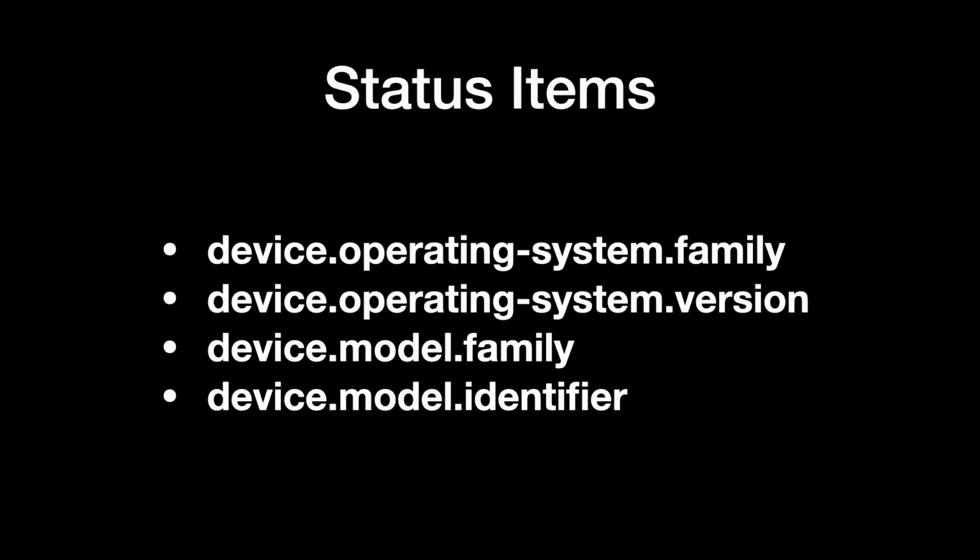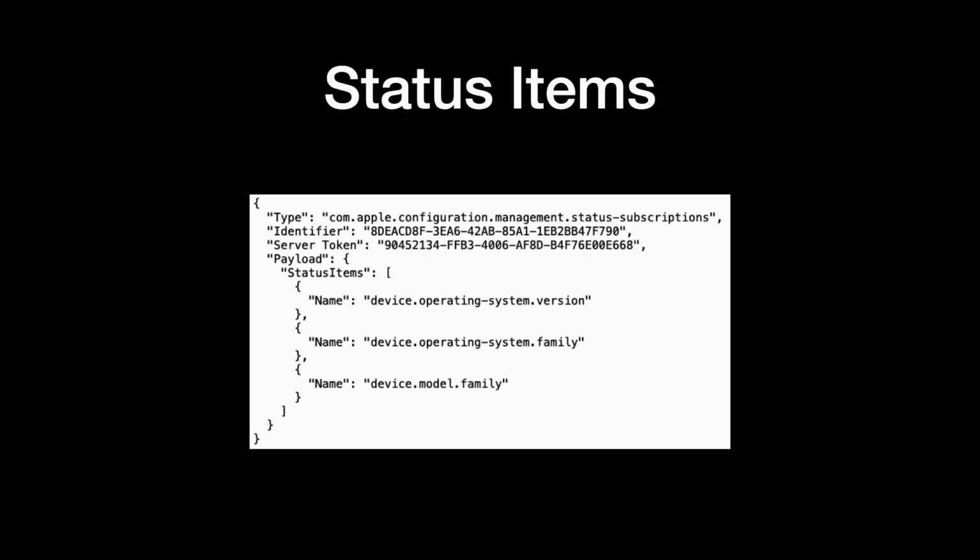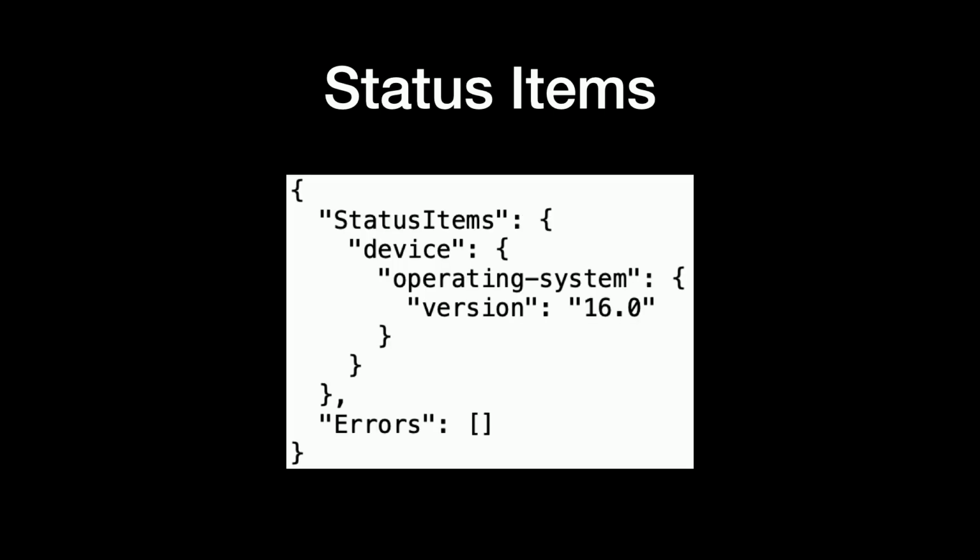Now, status items are identified by key paths, which consist of period-separated string tokens, and examples of those are shown on the screen. So here's how a status channel subscription may look. And a response from the endpoint may look like this.